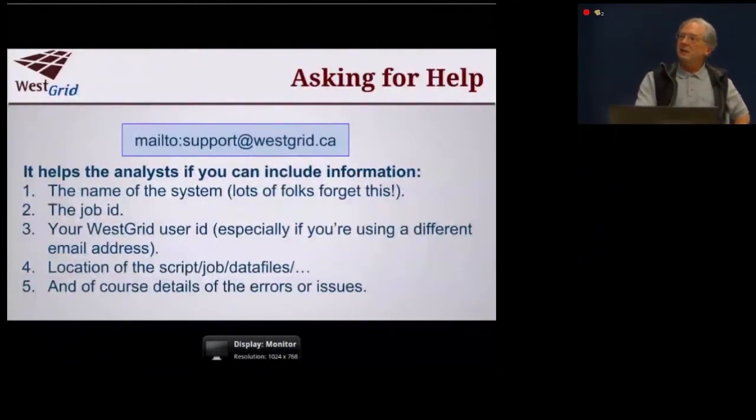If you do mail, please tell us the name of the system. That's the critical one. I don't know how many times we have to go back and ask which machine you're working on, because we don't know. So add that, the job ID, your WestGrid user ID, email address, something like that. And of course, where the script and job files are, we'd like to have a look at them, and what's going on with the code, if you've got it. You can certainly ask questions too, like I've got this project I want to work on, what do you think about it? We'll answer those questions too.